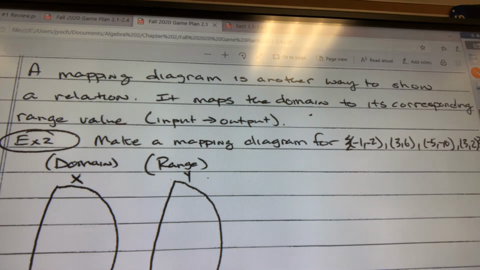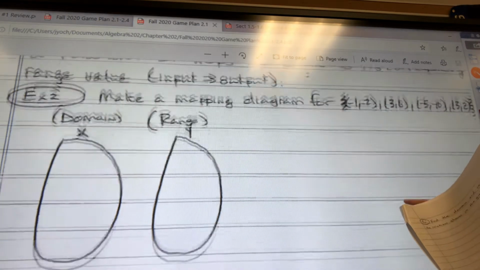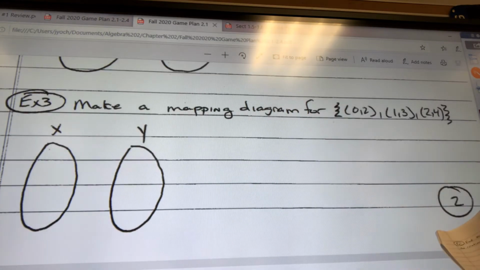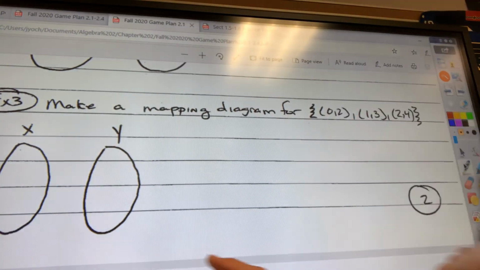All right, Algebra 2, here we are in your game plan, 2-1 to 2-4. We are at the bottom of page 2 here. I'm going to do number 3 with you. So a large game plan in terms of the number of pages, but not too large in terms of the number of questions that we have.